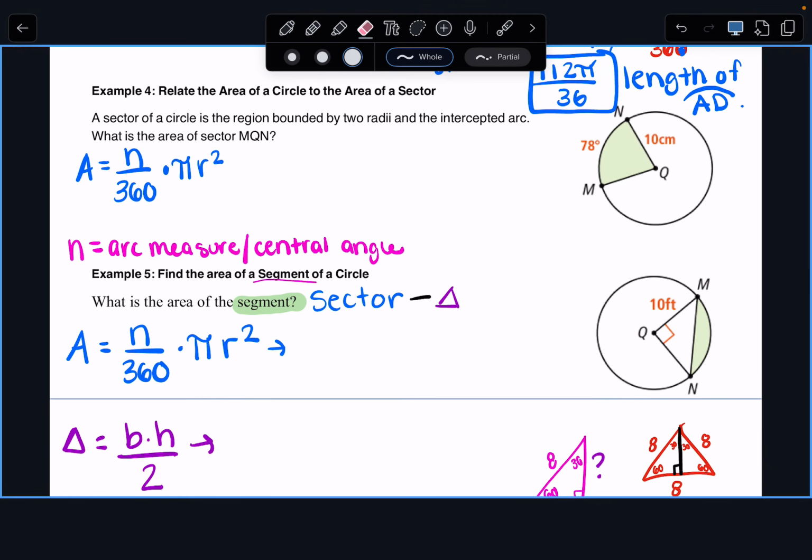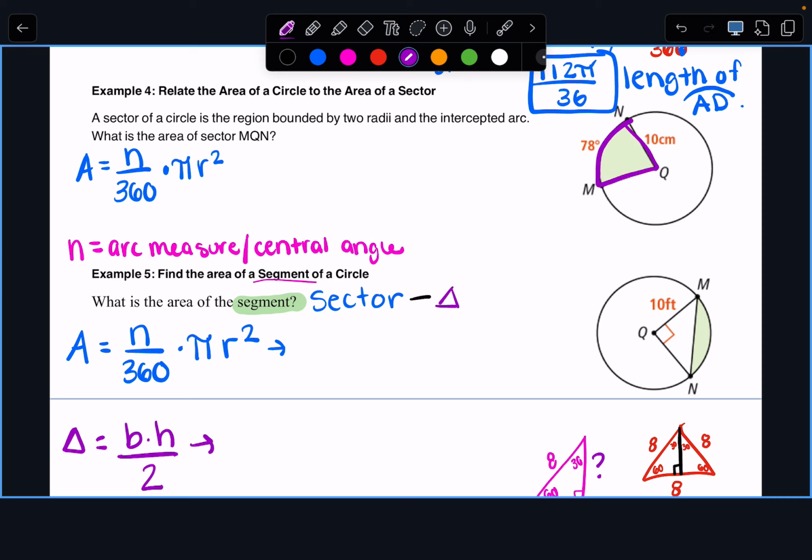We're going to be finding the areas of sectors and segments in a circle. All right, it says a sector of a circle is the region bounded by two radii. So here's our two radii, NQ, MQ, and the intercepted arc, which is arc MN. So that region we see there shaded in green is what we call a sector. And we can find the area of this.